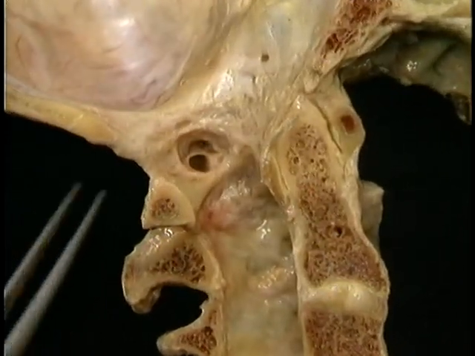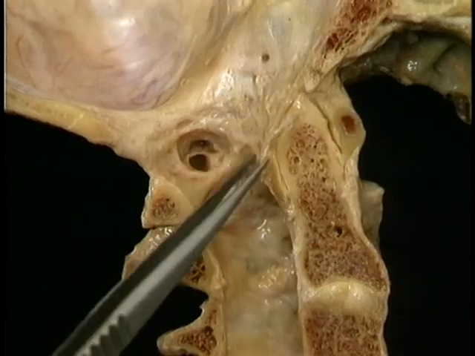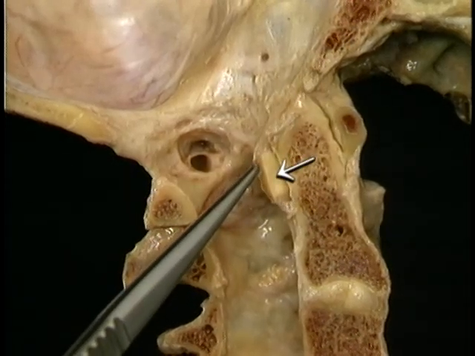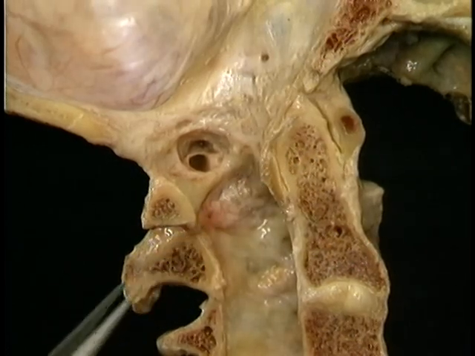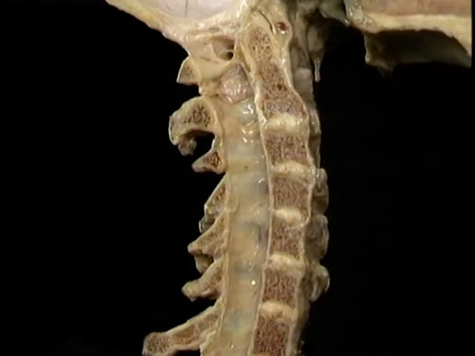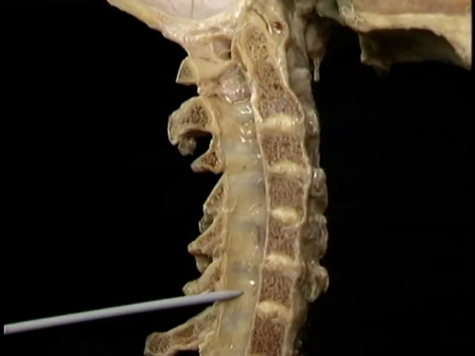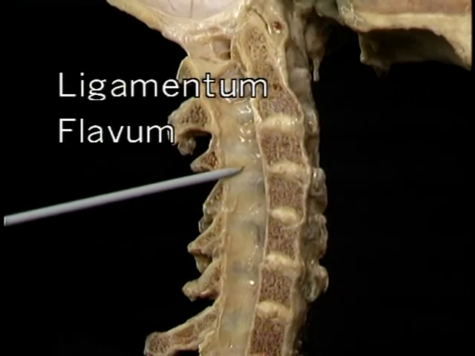Here's the side view again. Here's the tectorial membrane. Here in front of it is the divided transverse ligament of the atlas. It's quite an impressive structure. Lastly, we'll look at the ligaments that connect the vertebral arches. The arches of the regular cervical vertebrae are held together by strips of yellow fiber cartilage, known collectively as the ligamentum flavum.